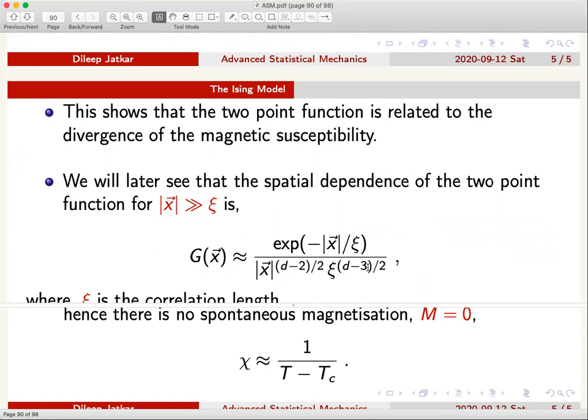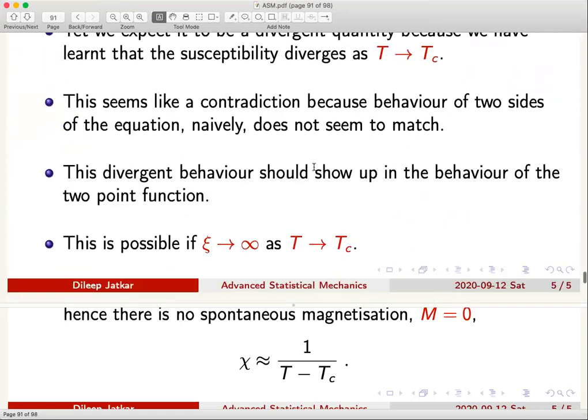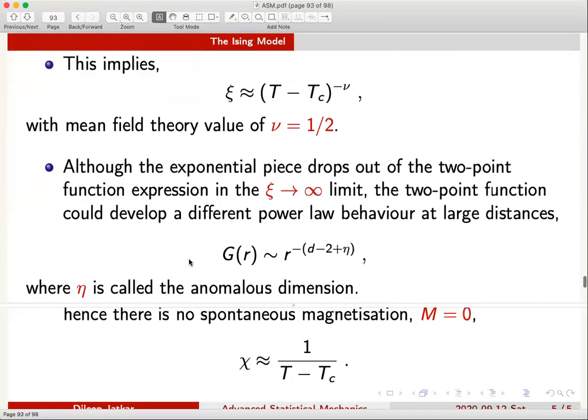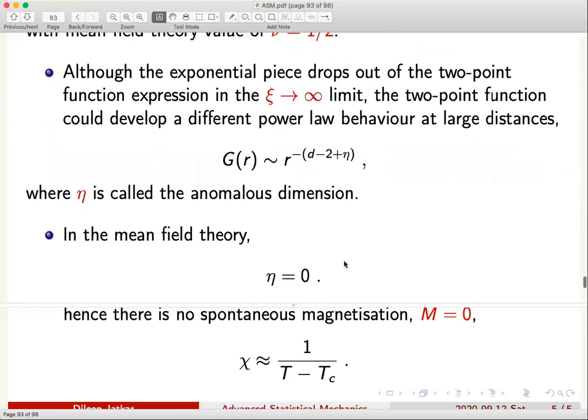But that's not what happens, because when you take the c going to infinity limit, the power law behavior may develop some kind of anomalous behavior, and therefore one ends up writing the behavior of the 2-point function as 1 over r to the d minus 2 plus eta. If you look at this behavior, you find that eta is a factor which will tell you how the g of r differs from the original behavior of the system. In the mean field approximation, of course, this number turns out to be 0.